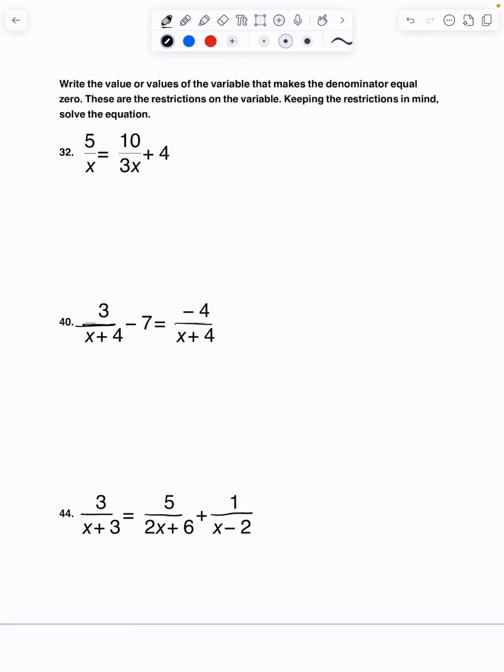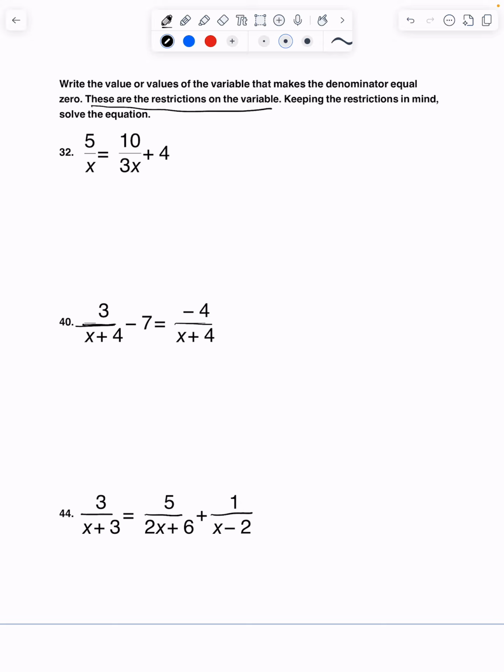The next type of equations that we are going to solve, we have to be careful about because there are restrictions on the variable. For instance, the directions say, write the value or values of the variable that makes the denominator equal 0. These are the restrictions on the variable. Keeping the restrictions in mind, solve the equation.